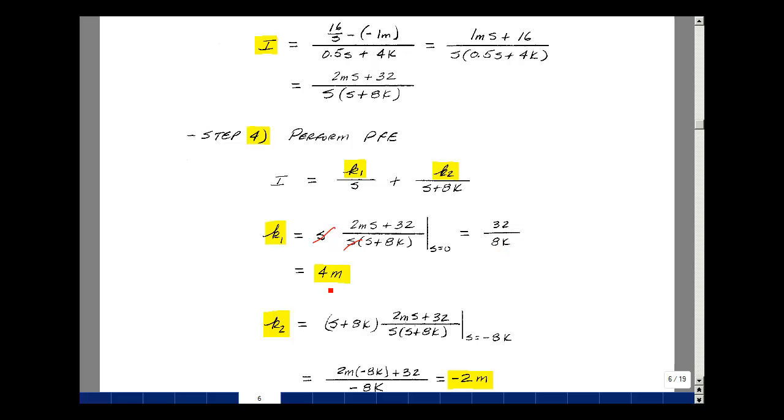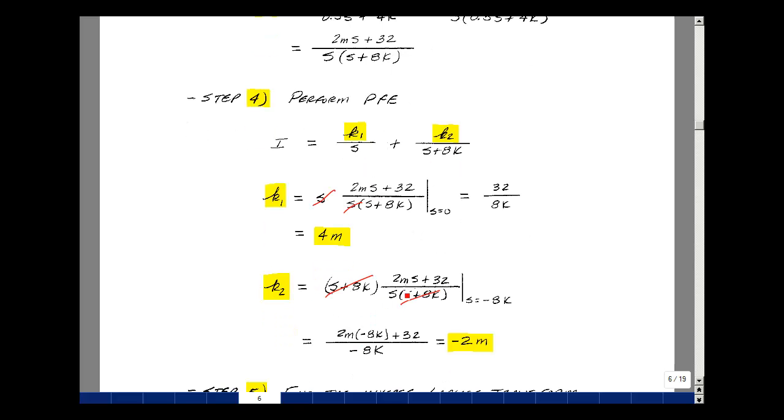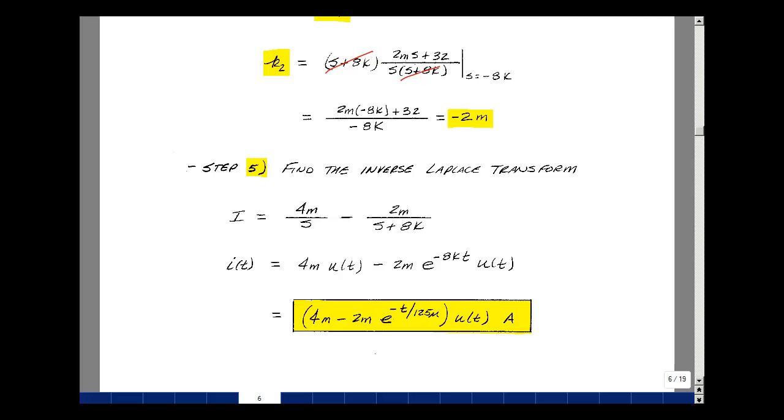Reciprocal becomes milli. Likewise for K2, we'll multiply by s plus 8k and let s equal minus 8k. Terms cancel. And then I have 2 milli times minus 8k plus 32 divided by minus 8k. This becomes minus 16 plus 32 is plus 16 divided by minus 8 is minus 2, and 1 over 1k is 1 milli. My last step then is to find the inverse Laplace transform.